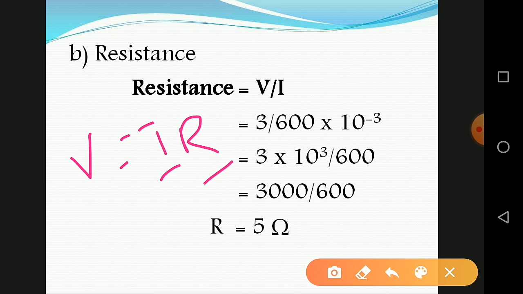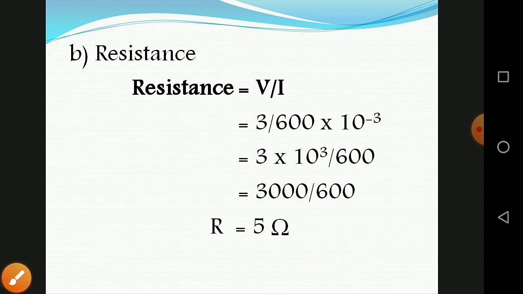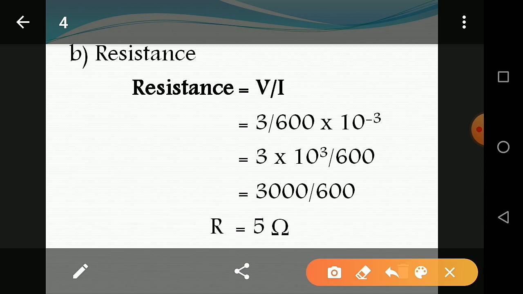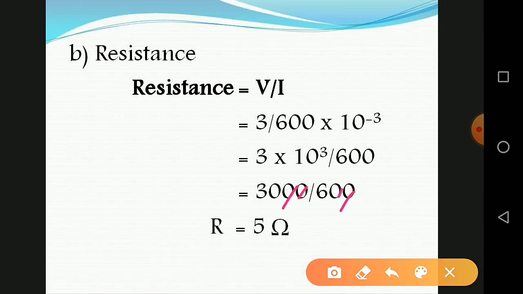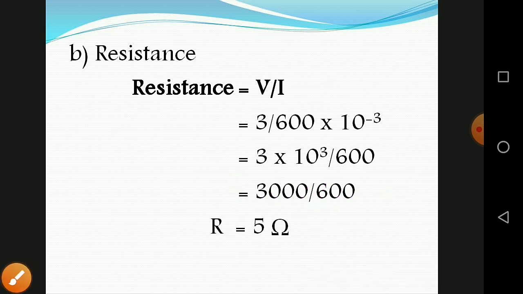So R equals 3 divided by the current, 600 milliampere. The 10 to the power of minus 3 in the denominator comes to the numerator, and the sign becomes plus 3. So 3 into 10 to the power of 3, that means 1000, so 3000 divided by 600. Dividing 3000 by 600, the zeros cancel, and 5 sixes are 30. So R is equal to 5 ohm.